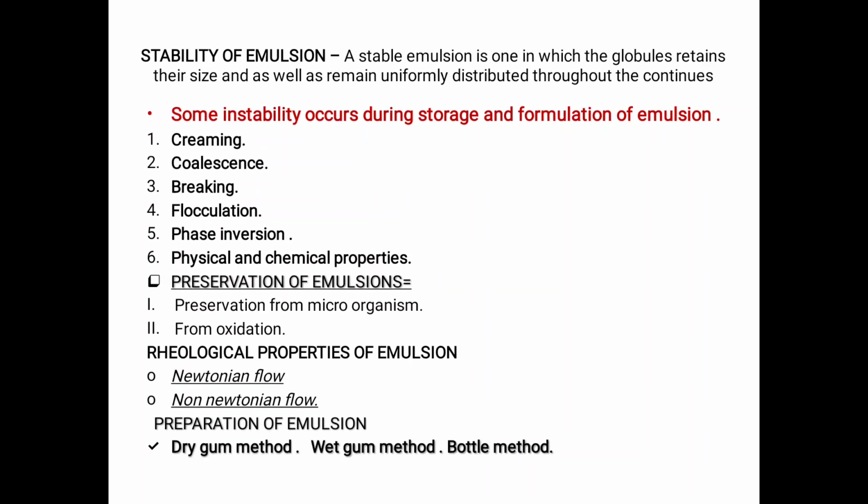Stability of emulsion. In a stable emulsion, the globules retain their size as well as remain uniformly distributed throughout the continuous phase. Some instability occurs during the storage and formulation of emulsion, that is creaming, coalescence, breaking, flocculation, phase inversion, physical and chemical properties.